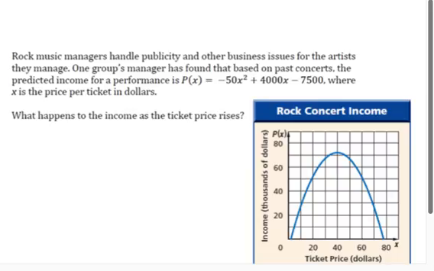First of all, we have this problem. Rock music managers handle publicity and other business issues for the artists they manage. One group's manager has found that, based on past concerts, the predicted income for a performance is a quadratic function right here: P of x equals negative 50x squared plus 4000x minus 7500.